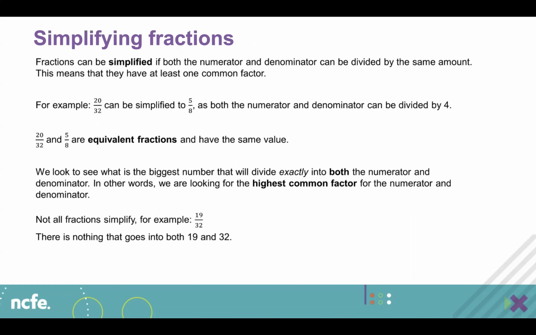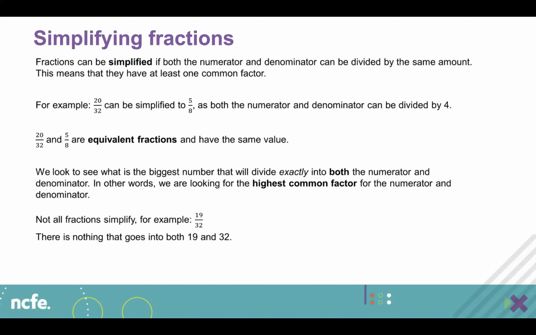Simplifying fractions. Fractions can be simplified if both the numerator and denominator can be divided by the same amount. This means that they have at least one common factor. For example, 20/32 can be simplified to 5/8, as both the numerator and denominator can be divided by 4. 20/32 and 5/8 are equivalent fractions and have the same value.